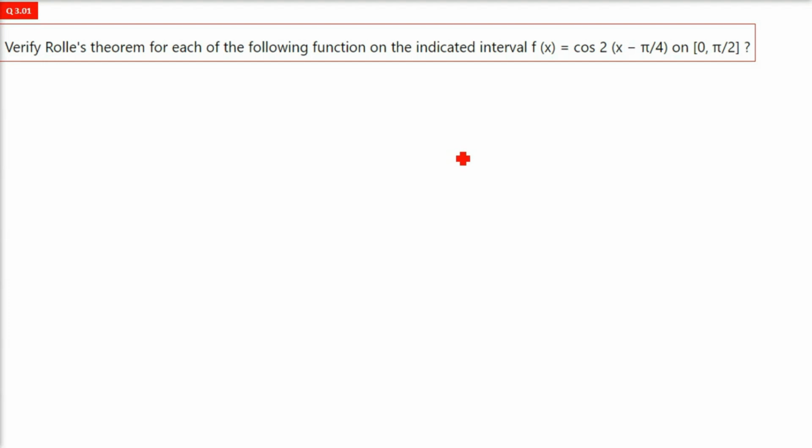Okay, now this is a question. Again, the questions which are coming are exactly like this. So I would like your attention to understand this question. This is cos 2 into x minus pi by 4, and this has to be checked between 0 and pi by 2. So this is cos 2x. I'm multiplying 2 inside. It will be cos 2x minus 2 into pi by 4, which is pi by 2.